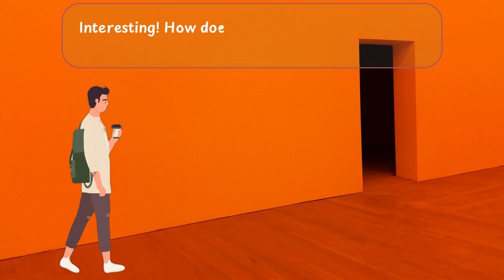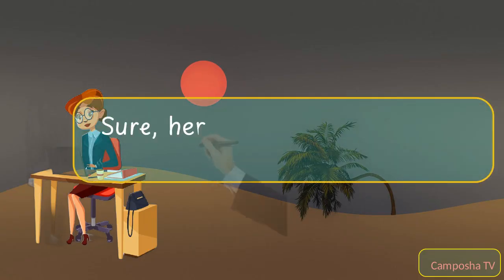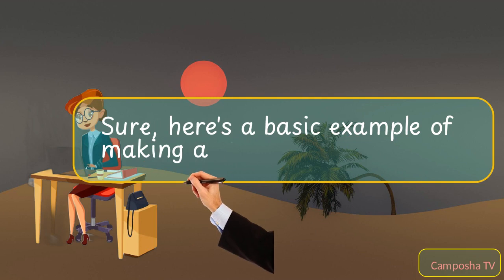Interesting. How does it handle making requests? Can you show me an example? Sure, here's a basic example of making a GET request using Treq.